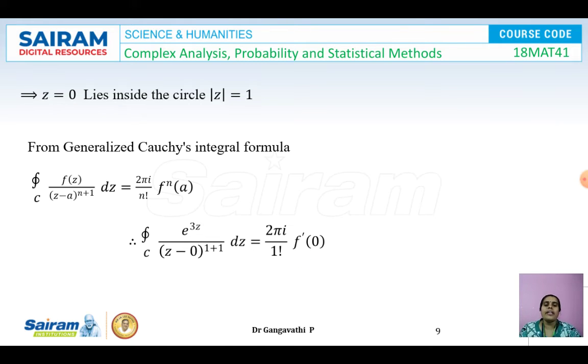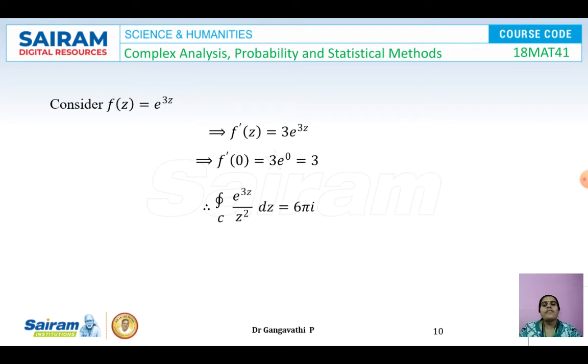So let us evaluate what our f dash is. According to the given problem, f of z is e to the power of 3z. f dash of z is 3 times e to the power of 3z. And we have to replace z by 0. So f dash of 0 is equal to 3 e to the power of 0, and e to the power of 0 is 1. So we get the value as 3. Therefore, integral over c e to the power of 3z by z square dz gives the answer as 2 pi I into f dash. So f dash value is 3, so it is 6 pi.